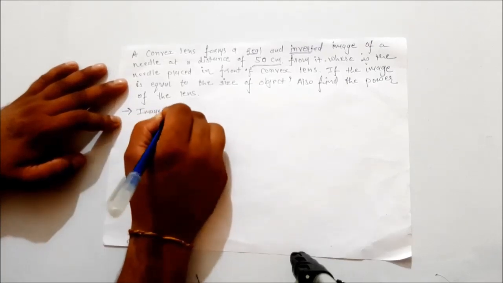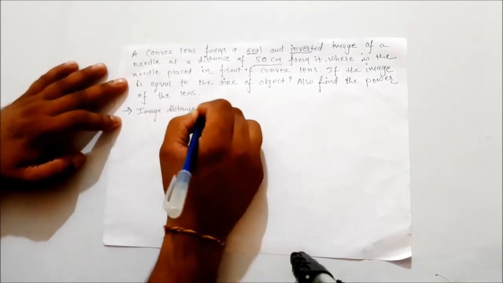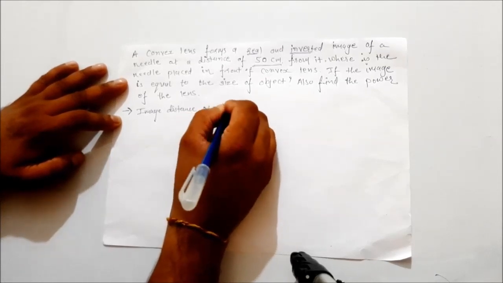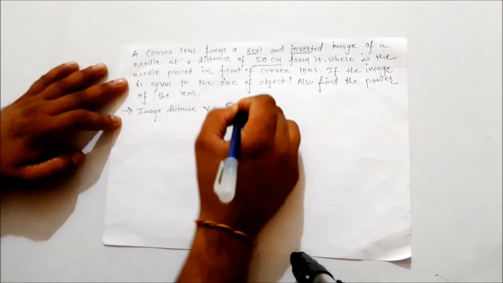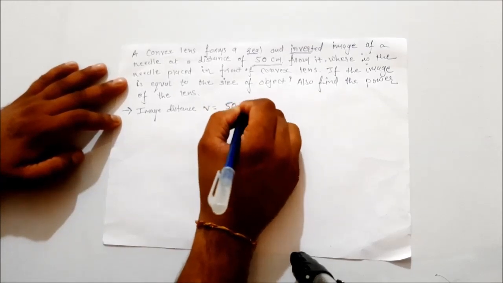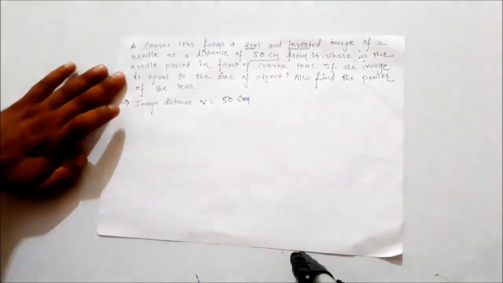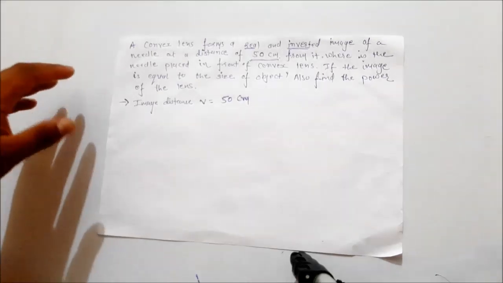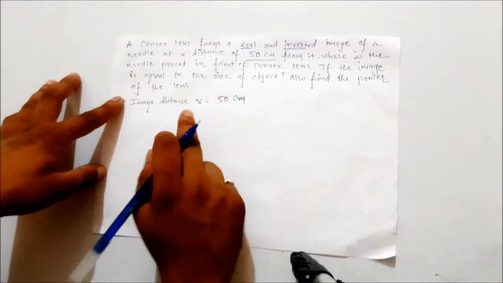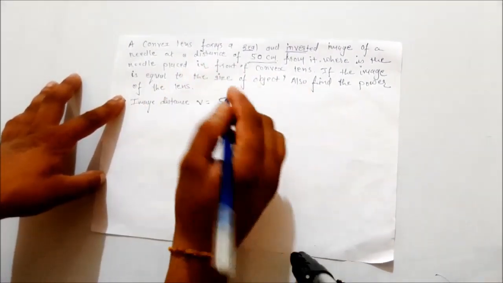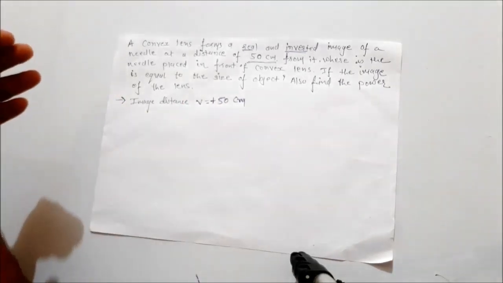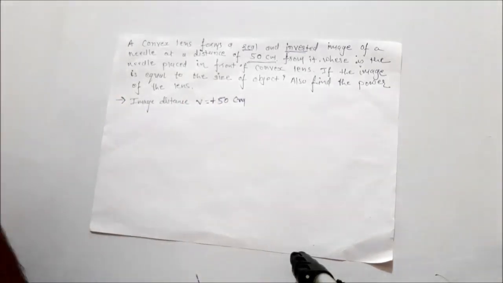Image distance V is equal to 50 centimeter and magnification is 1. That means the object must be placed on twice f, right? It will be on twice f. So always the image we will get at the right side. So value of V that we will consider as positive 50 centimeter.